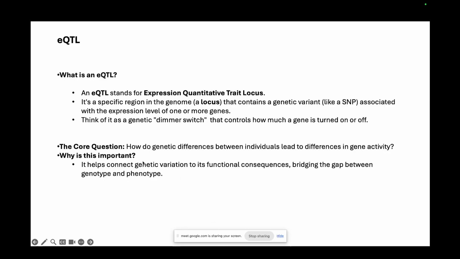So the major question here is, how do genetic differences between individuals lead to differences in gene activity, which is gene expression? And why is this important? Because it helps connect genetic variations to functional consequences, bridging the gap between genotype and phenotype. At the genomic level, when you have genomic data, you do mapping, you do variant calling, you find the SNPs. You know which variants are present in the genome, but you do not know what the function of that particular variant is. So that is where the concept of eQTL comes in.